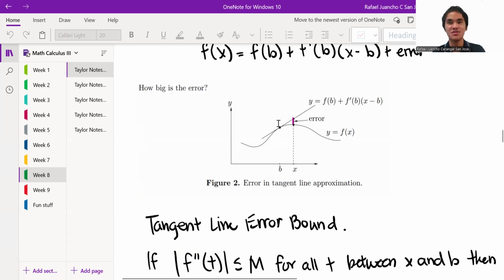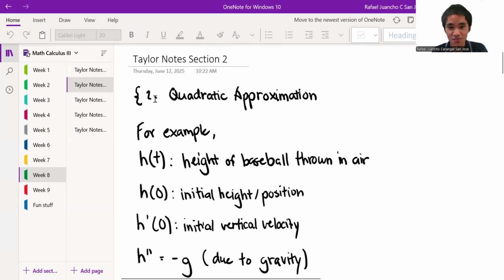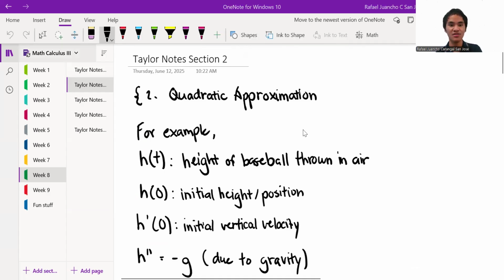Now, I did not discuss too much on section two. I kind of did it on my own. But the idea behind section two is instead of it being a linear approximation, it's more or less a quadratic approximation. So how does that look like?